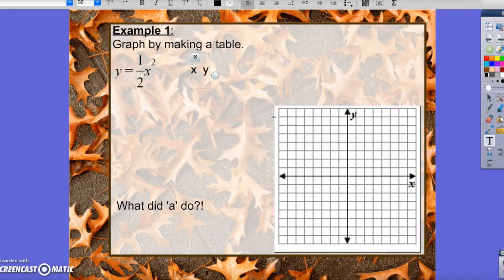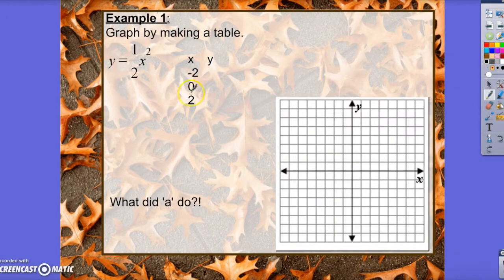I'm going to use the points -2, 0, and 2. You might be saying, why am I not picking -1, 0, 1? Remember, you can pick whatever you want, but you see because of that half here, with the half, we're going to get a decimal, and I would just rather stick to bigger numbers and count by 2s to not have to deal with the decimal.